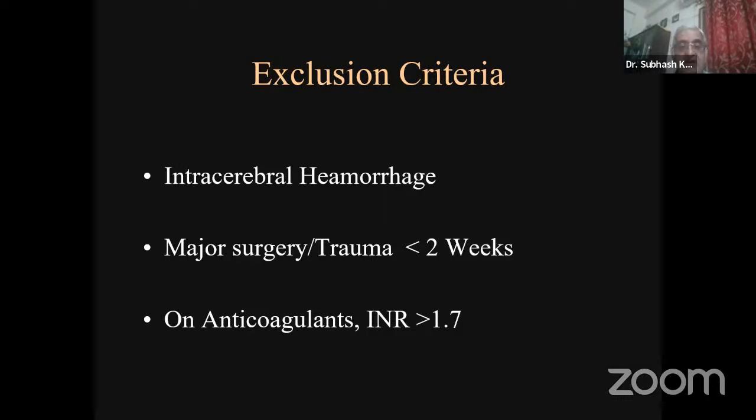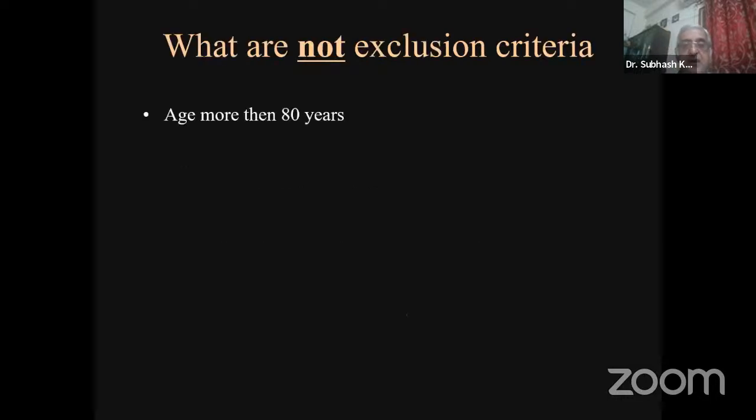Now, exclusion criteria: if the patient is having a brain hemorrhage, that's why we need a CT scan, or if the patient has undergone a major surgery or trauma within the last 2 weeks, or if the patient is on oral anticoagulants and his INR is more than 1.7. This history needs to be taken. But there is hardly any other exclusion criteria. These are not exclusion criteria.